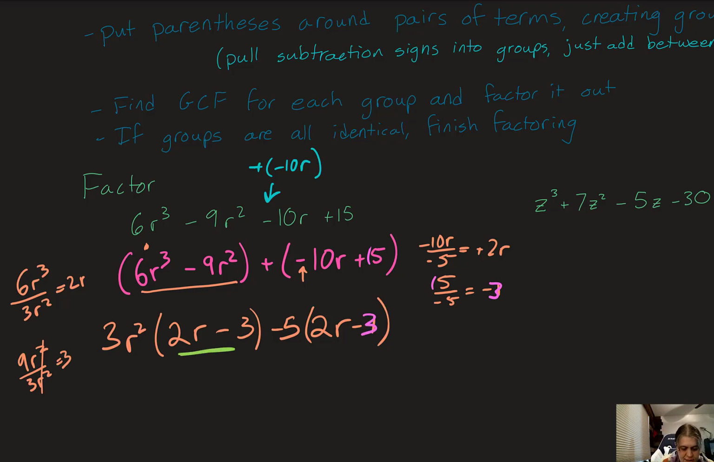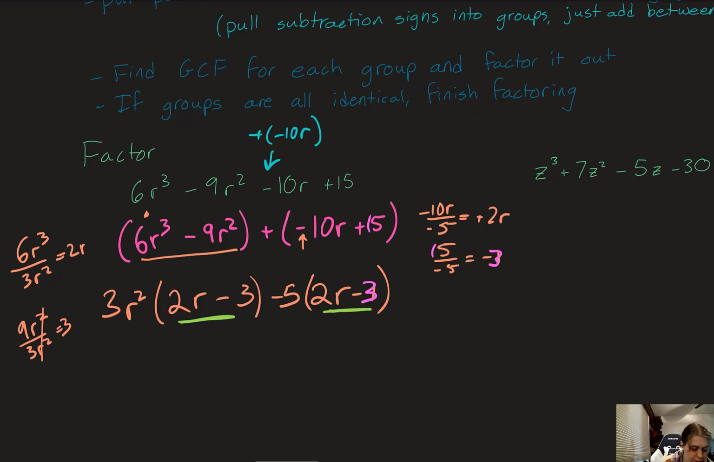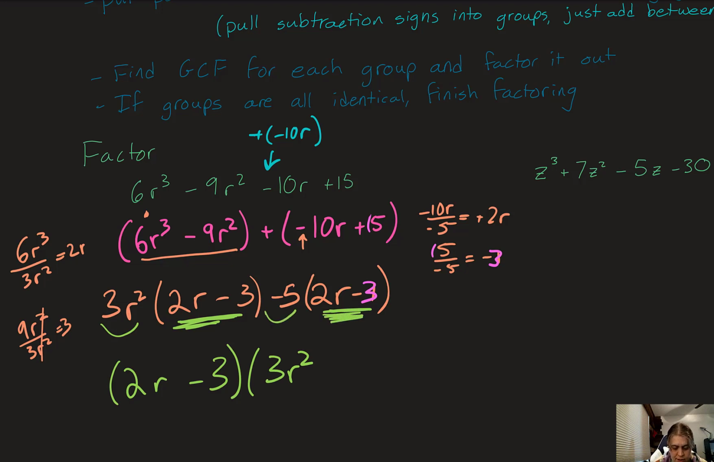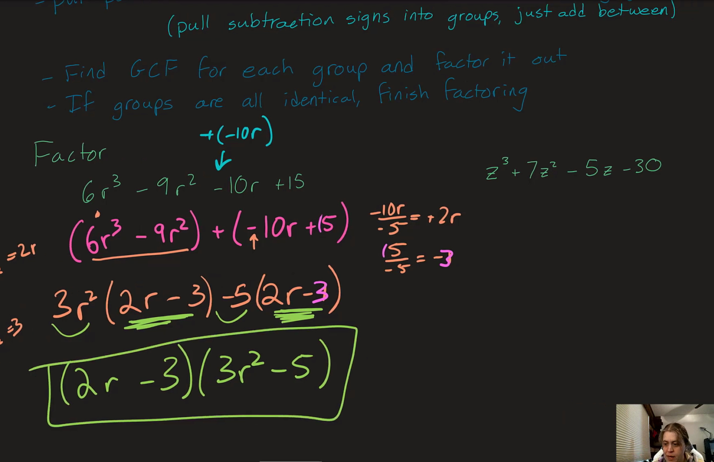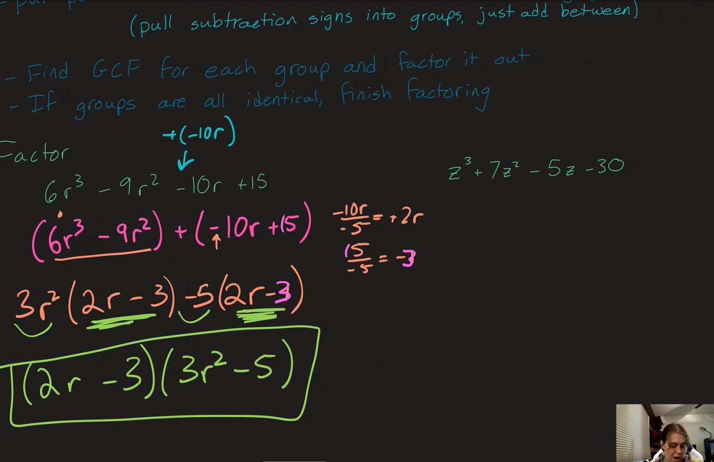Now this is the same as this. So that becomes my new GCF that I'm pulling out. So I'm pulling out 2r minus 3. And so after I take this part off, what's left is right here. So that's 3r squared. And then when I take this part over here off, what's left is right here, minus 5. And there we go. We have factored this guy via grouping. And that's just how it works.